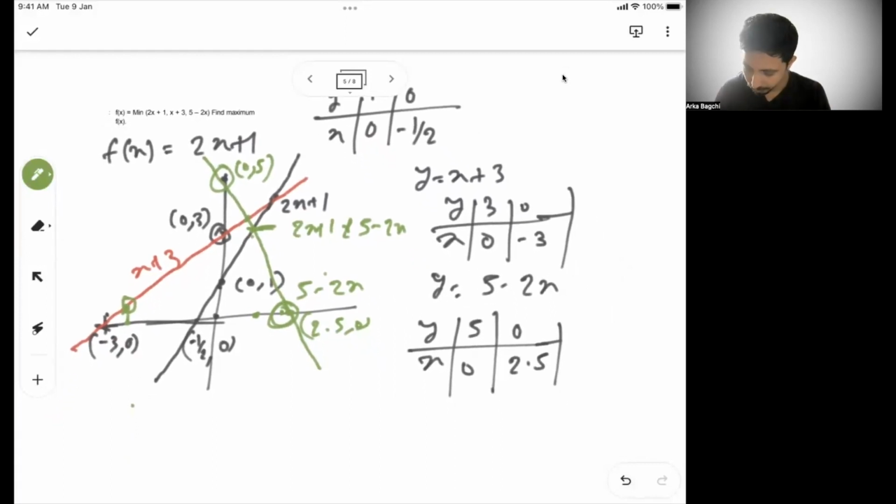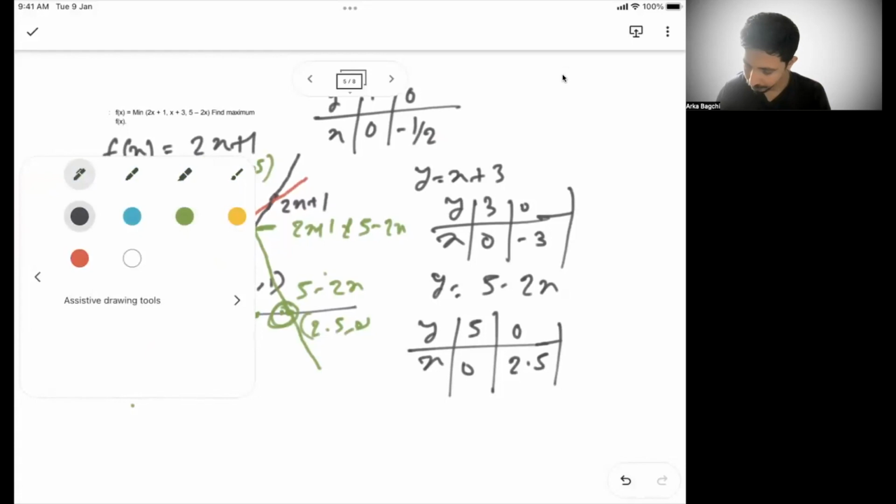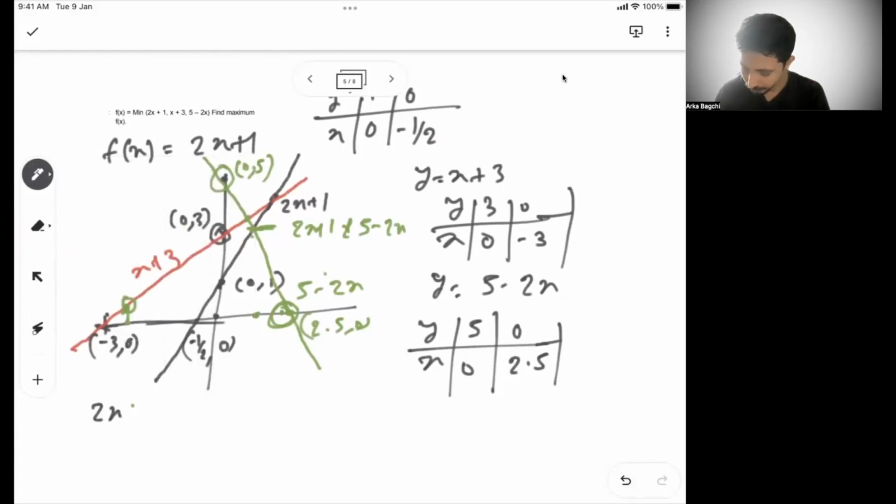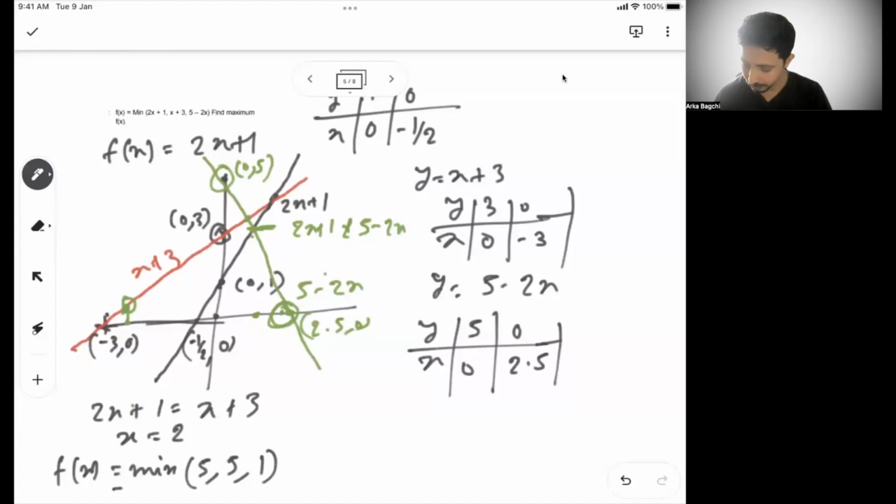So first, if we equate 2x plus 1 is equal to x plus 3, we get x equal to 2. Okay. If I put x equal to 2, f(x) becomes the minimum of 2x plus 1, which at x equal to 2 is 5, x plus 3 is 5, 5 minus 2x is 1. So minimum of this, that means 1.